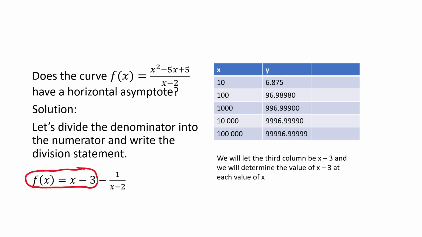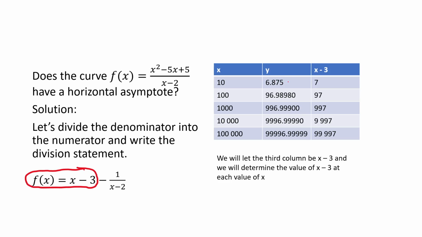And we're going to let the third column actually be x minus 3, and then we're going to calculate what x minus 3 should be. So if x is 10, x minus 3 is 7. If x is 100, x minus 3 is 97. If x is 1,000, x minus 3 is 997. And we're going to continue on like that. And when we make that column, we fill it in, we take a breath, and then we try to decide, are there any similarities?